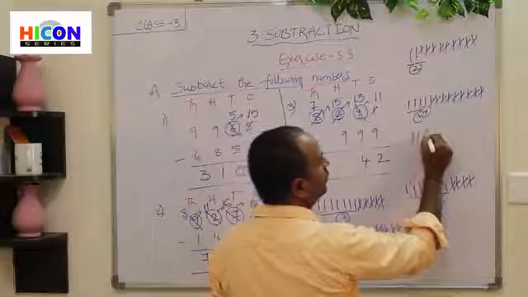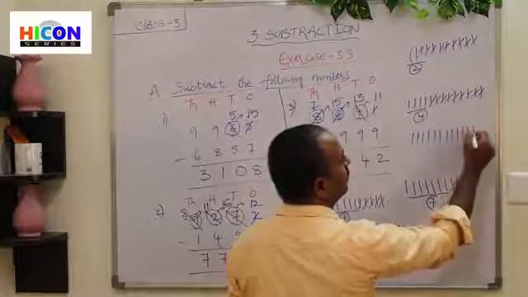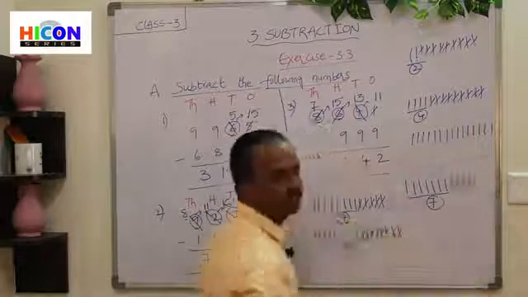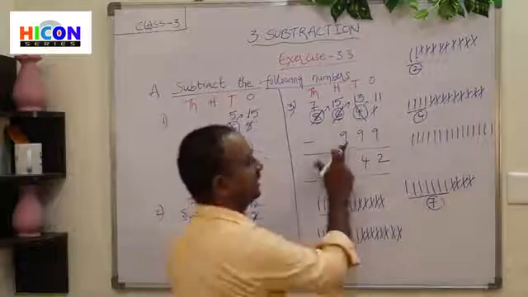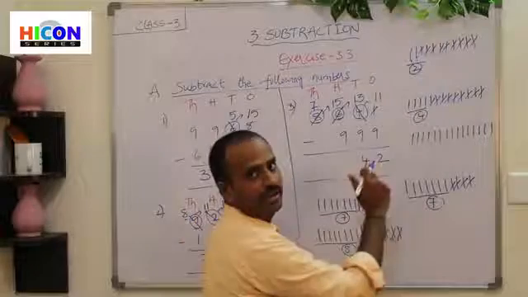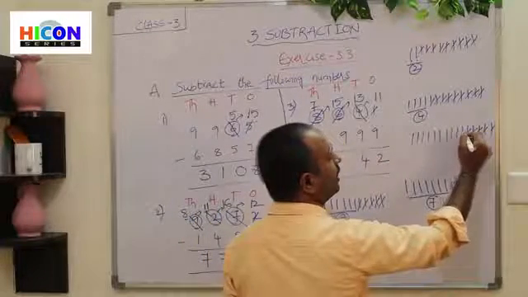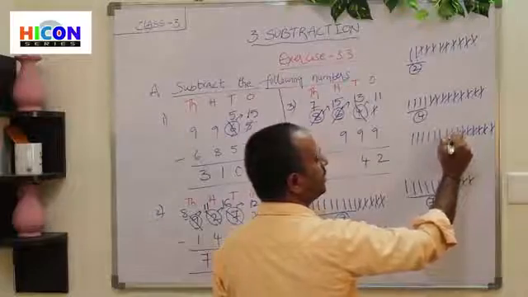1, 2, 3, 4, 5, 6, 7, 8, 9, 10, 11, 12, 13, 14, 15. So what is the second number here? 9. So we have to strike off 9 lines among these 15 lines. So strike off 9 lines. 1, 2, 3, 4, 5, 6, 7, 8, 9.